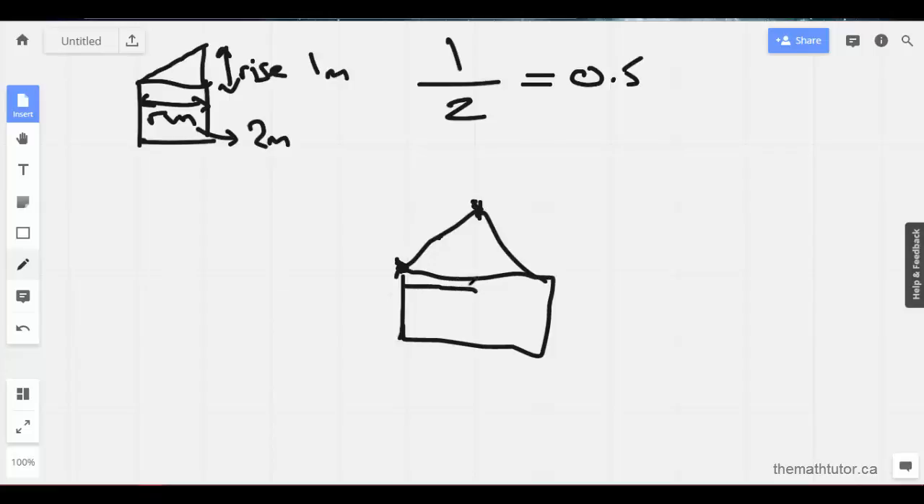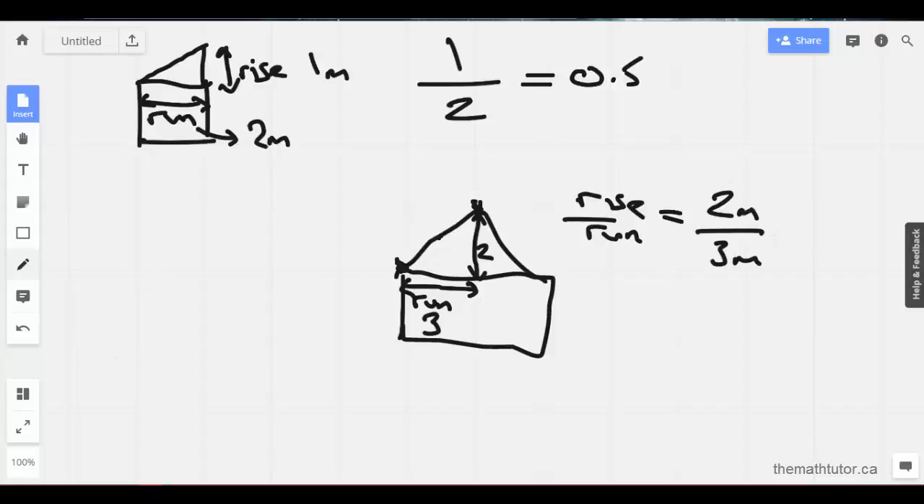So that's the run, and this line here is the rise. So let's say this time the run is 3 meters and the rise is 2 meters. So again, slope is rise over run. So the rise was 2 meters, the run was 3 meters. So that makes it 2 over 3. I'll just put 0.67, just leave it at that, round it off.